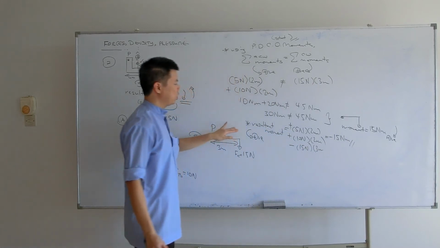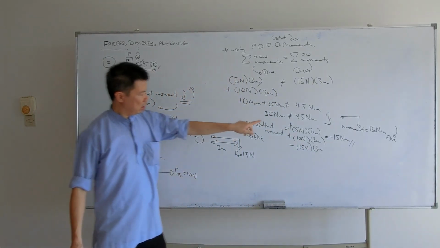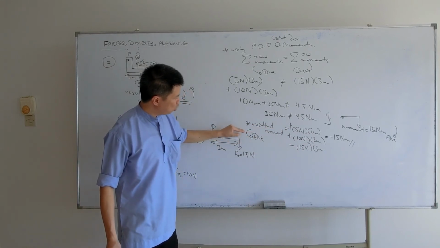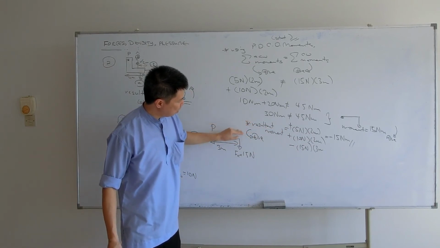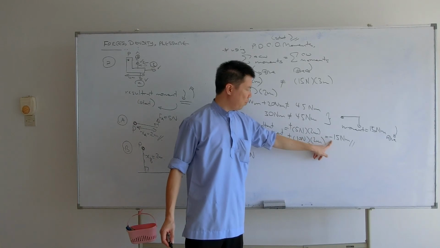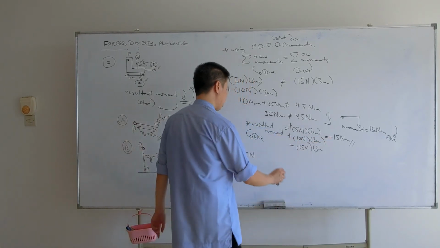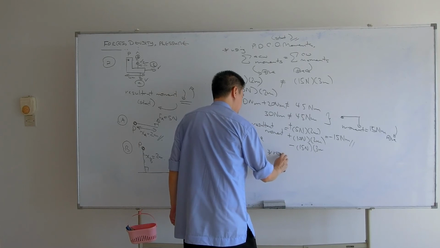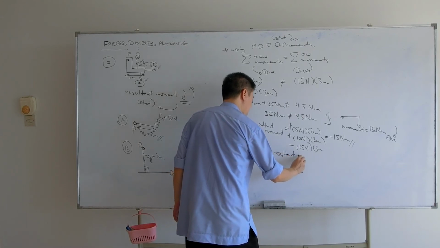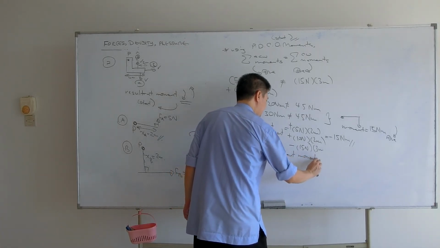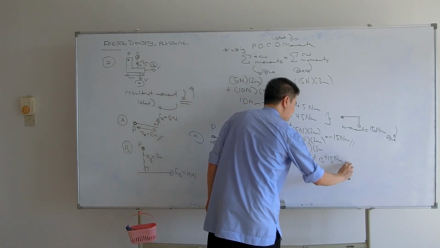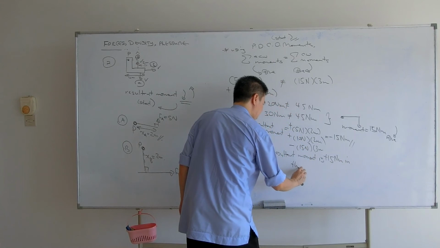Again, don't worry whether you chose the right direction or not. The science will tell you whether it's the right direction. Since you chose anti-clockwise as positive, a negative means your final answer will be in the clockwise direction. So you can say the resultant moment is 15 Newton meter in the clockwise direction.